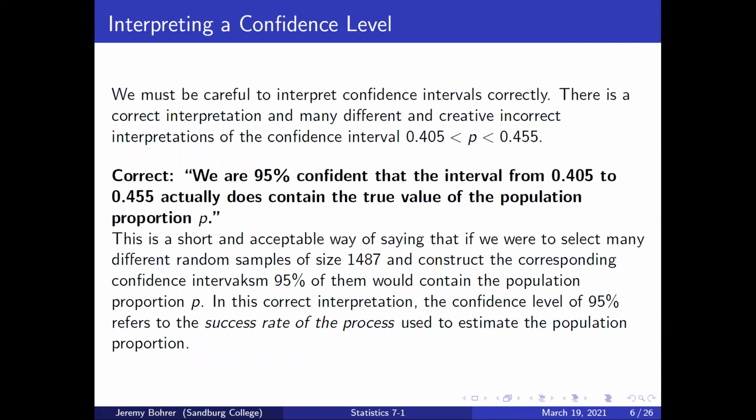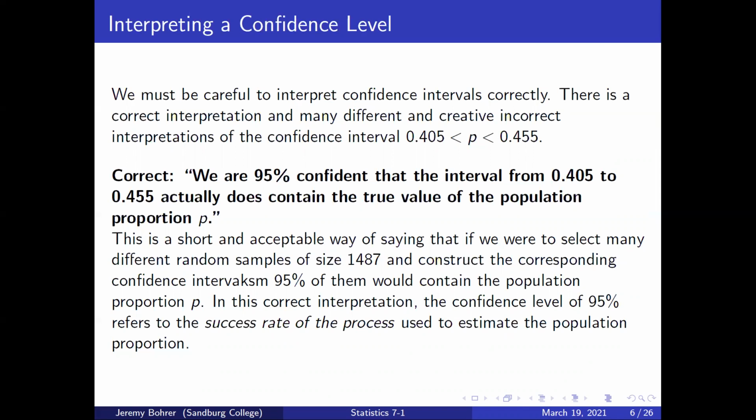We must be careful to interpret confidence intervals correctly. There is a correct interpretation and many different and creative incorrect interpretations of the confidence interval 0.405 less than p less than 0.455. Correct: We are 95% confident that the interval from 0.405 to 0.455 actually does contain the true value of the population proportion p. This is a short and acceptable way of saying that if we were to select many different random samples of size 1,487 and construct the corresponding confidence intervals, 95% of them would contain the population proportion p.